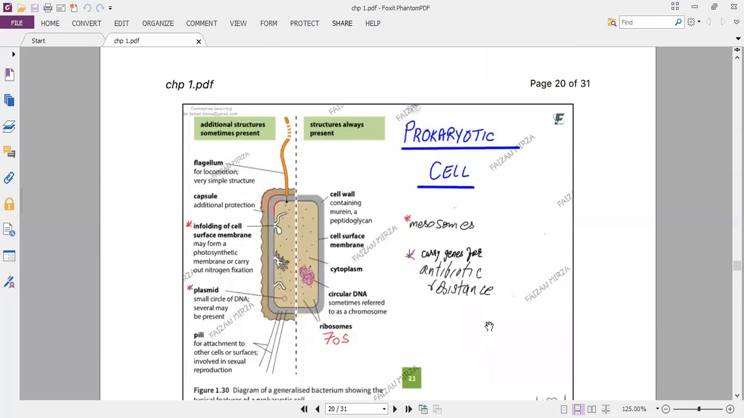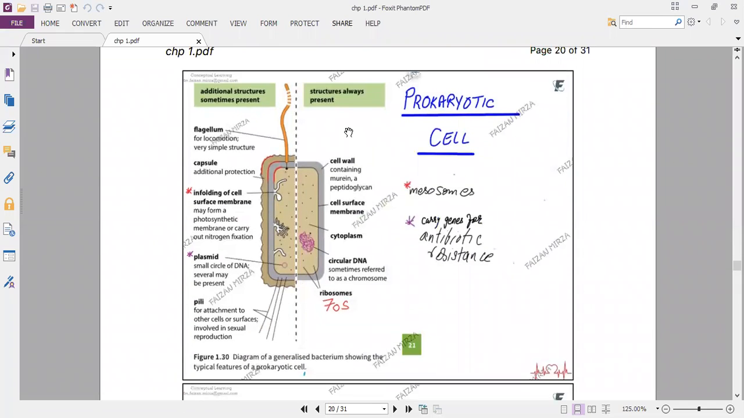So, what are the typical features of a prokaryotic cell? There are some structures that are always present, and there are certain structures which are additionally present in some prokaryotic cells and not the others. So, inside a prokaryotic cell, there is a cell wall, but the cell wall is not made up of cellulose. It's made up of a compound called murein, which is a peptidoglycan. Peptidoglycan means it has a protein or polypeptide with a small carbohydrate chain attached to it. The cell surface membrane is there, the cytoplasm is there, and the circular DNA, which is sometimes referred to as the chromosome, and this is a naked DNA lying in the cytoplasm.